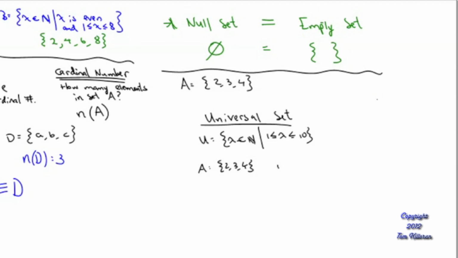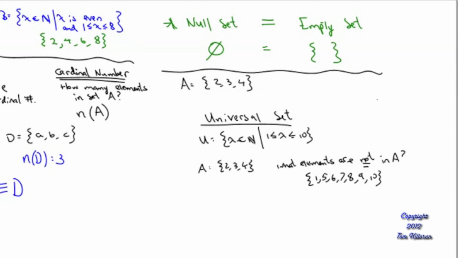then what elements are not in A? I can answer now. It's not that hard. What elements are not in A? Well, that would be 1, 5, 6, 7, 8, 9, and 10. It becomes an easy thing to answer.